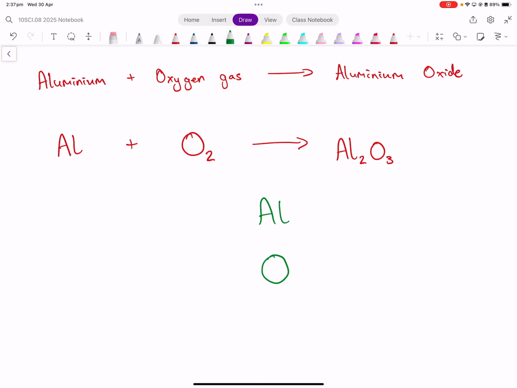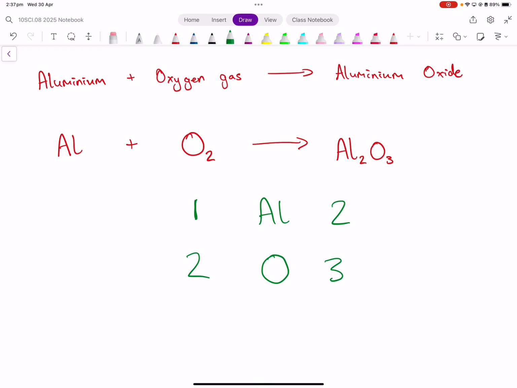So over on the left-hand side, how many aluminiums do I have? 1. Okay, I want to see everyone following along with this right now. We have 1 aluminium. Over on the right-hand side, how many aluminiums do we have? 2. So we write on the right of aluminium 2. When it comes to oxygens, how many oxygens do I have on the left? 2. And how many oxygens do I have on the right? 3. 2.